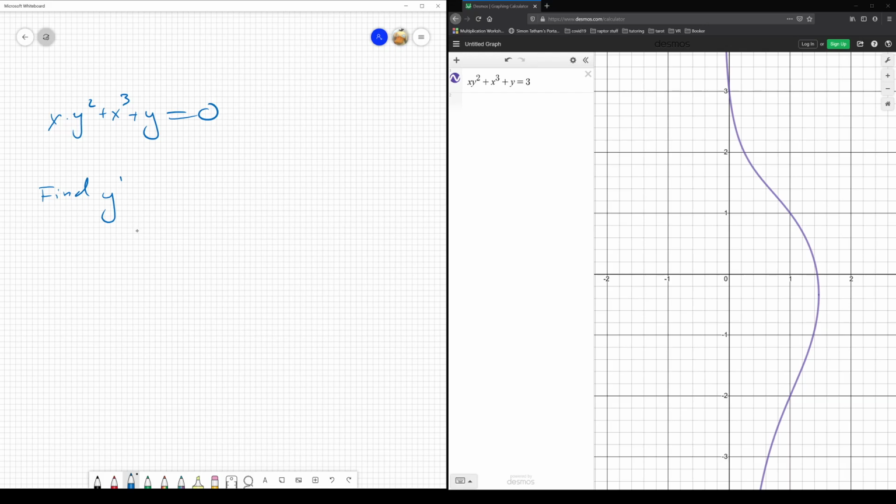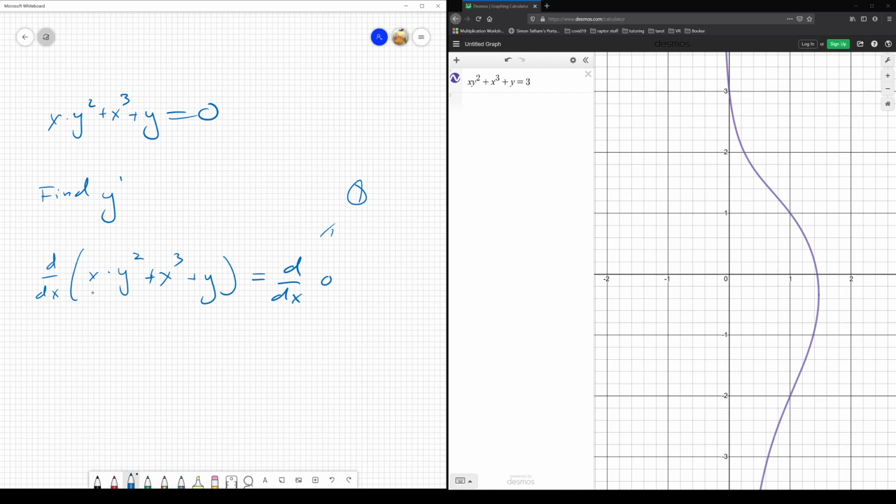So what I'm going to do is I'm going to do this using implicit differentiation. And the way I'm going to do that is I'm going to just take the derivative of both sides of this equation. So I'm going to take the derivative with respect to x of x times y squared plus x cubed plus y, and that's going to equal the derivative with respect to x of 0. Well, this is just 0, so that's boring. This is the interesting part. Okay, so I have x times y squared.